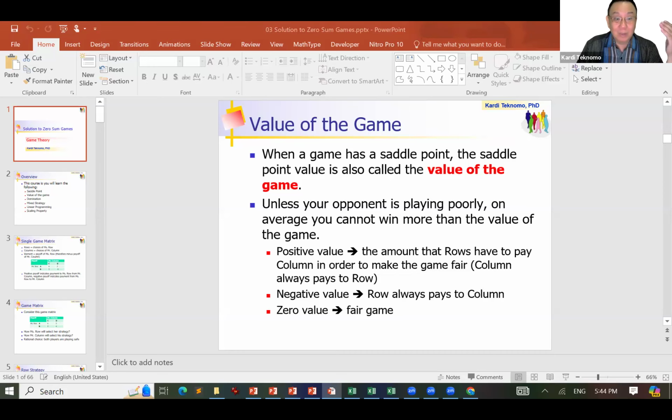Okay? So what's the meaning of value of the game? That means unless the opponent is actually playing poorly, on average, you cannot win more than the value of the game. Okay? When the value of the game is positive, that is the amount that Row has to pay Column in order to make the game fair. If this is negative, that means Row will always pay to Column. When the value of the game is 0, that game is fair for Row and Column.